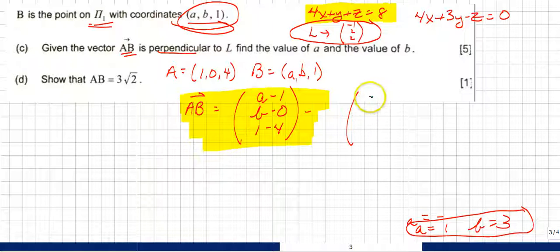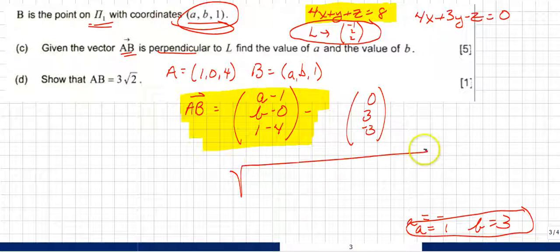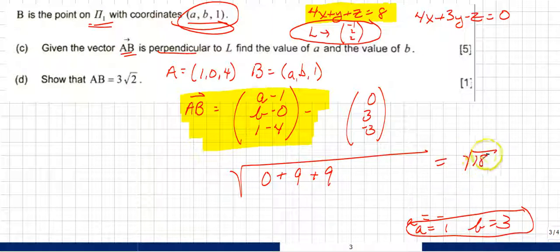So we found that a is 1, so 1 minus 1 is 0. b minus 0 would be 3, and 1 minus 4, well, that's -3. All right, so for that magnitude, we're going to use the square root of a squared plus b squared plus c squared, which is the square root of 18, which breaks down to 9 times 2. Kick out the 3. Done. There's the answer, 3 root 2. We done showed it.